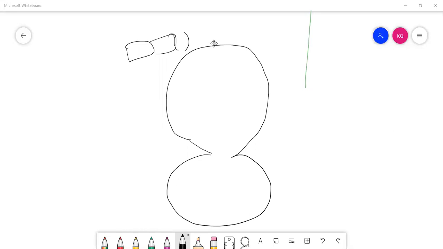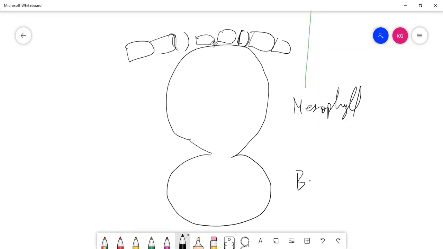So look at this over here. Just hold on. Let me shift this. Okay. So we know now. So now what happens over here? This is the mesophyll. And this is the bundle sheath.